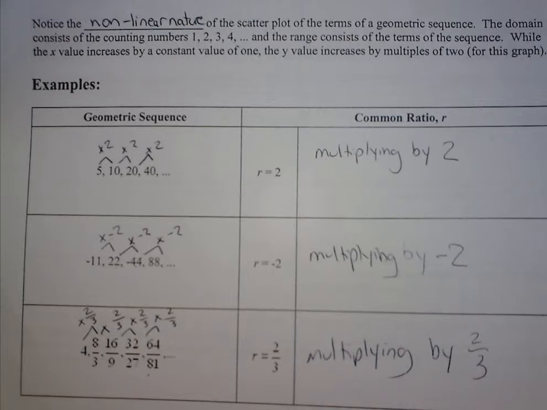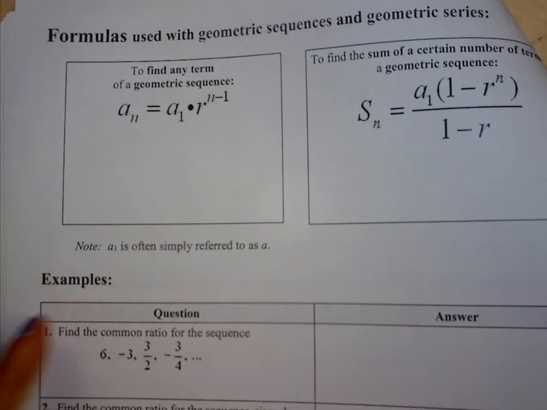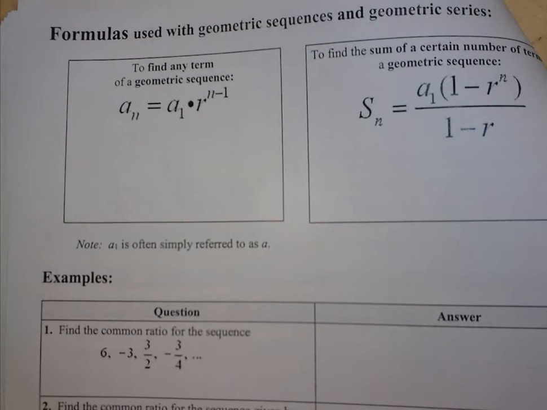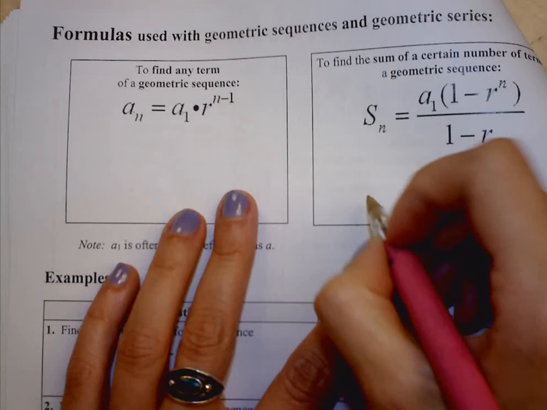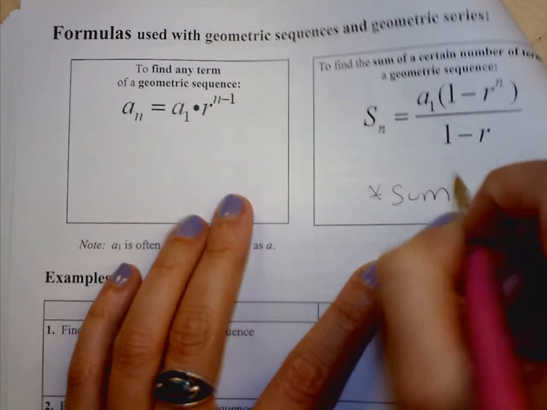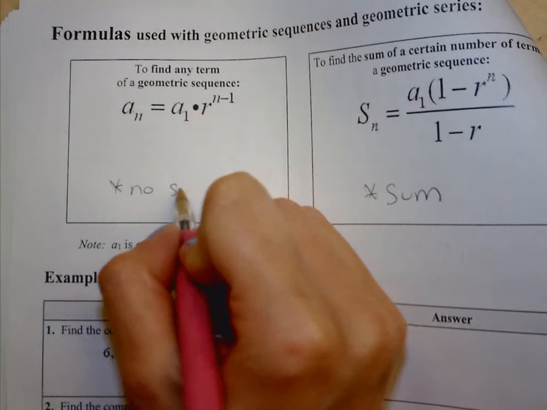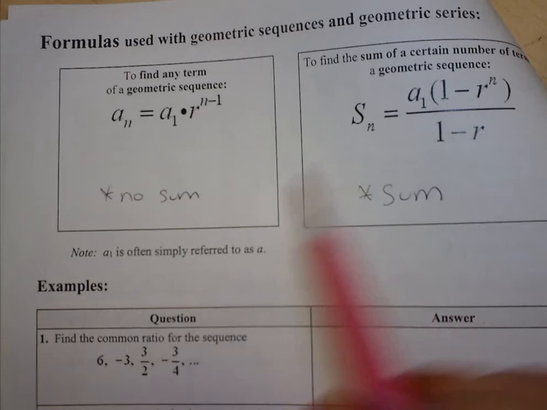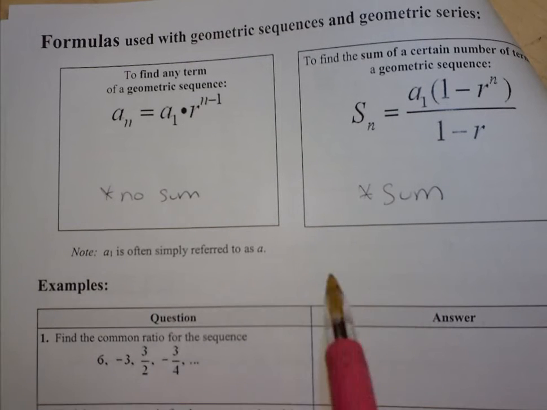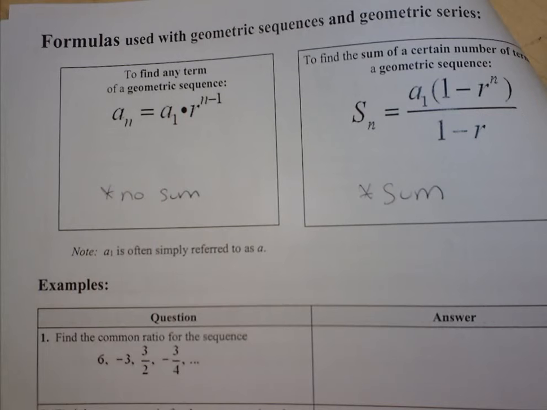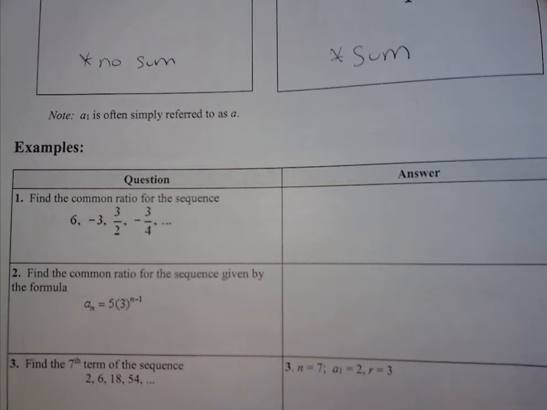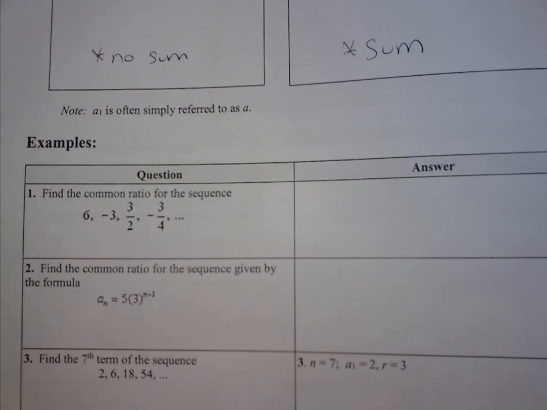Let's flip the page over. So we have two equations for geometric sequences and series, just like we had two equations for arithmetic. This one is for when we're talking about the sum, and this equation we use for everything except the sum. So whenever the question is talking about the sum, use this equation. When it's talking about anything else, use this one, okay? And I will be giving you guys these formulas on the test.